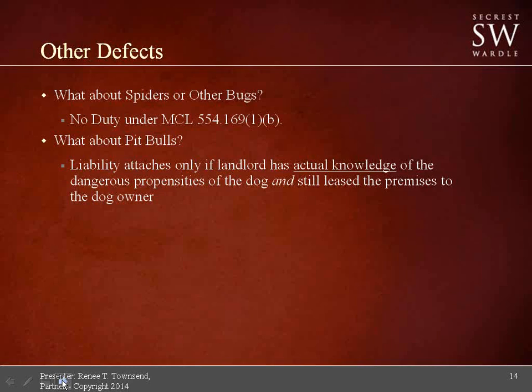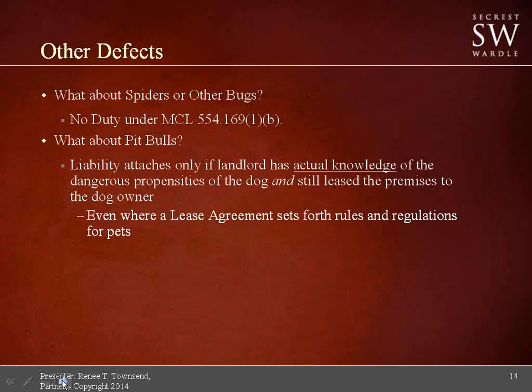In short, such cases often turn upon whether the landlord knew that the dog had exhibited dangerous propensities before the incident. With pit bulls in particular, it has been argued that a landlord should be held to have known about a pit bull's dangerous propensities just by the supposed violent nature of the dog breed. However you feel about pit bulls, the point remains the same. The landlord must have known about the particular dog's dangerous propensities and not just about the danger of a breed in general. Even where a lease agreement sets forth rules and regulations about keeping pets in a rented property, the landlord has no duty unless he knows about the dangerous propensities of the dog.